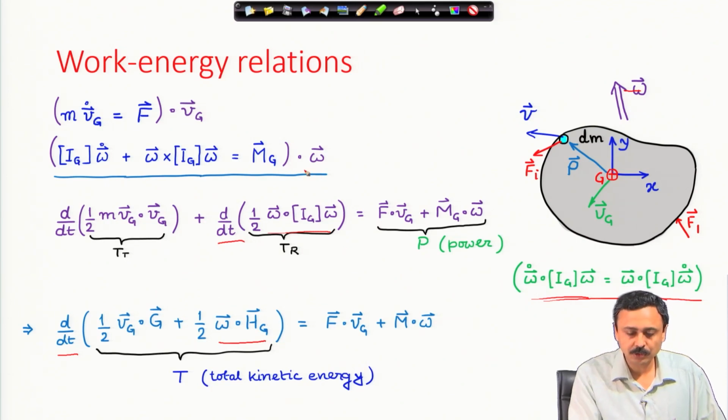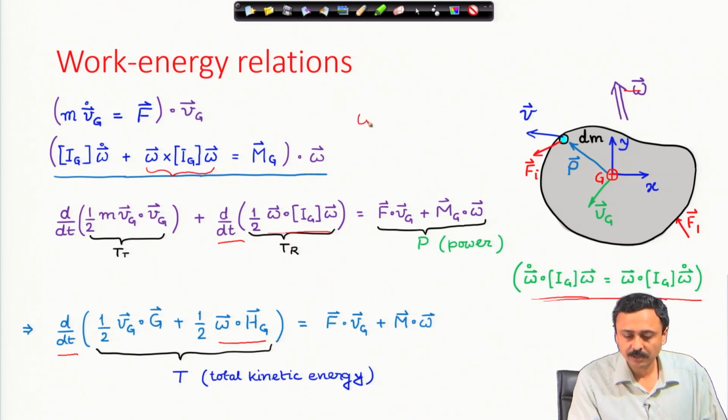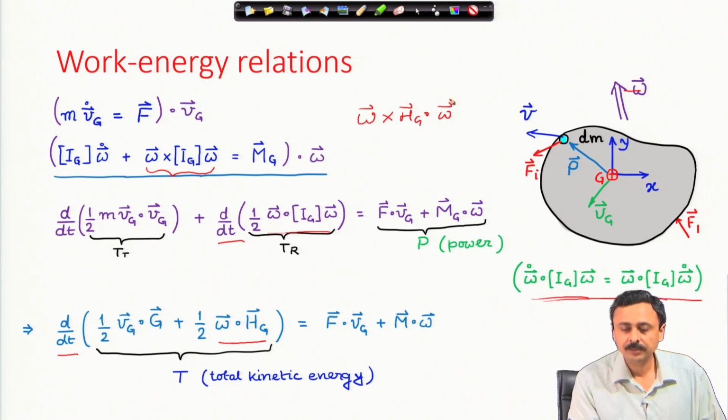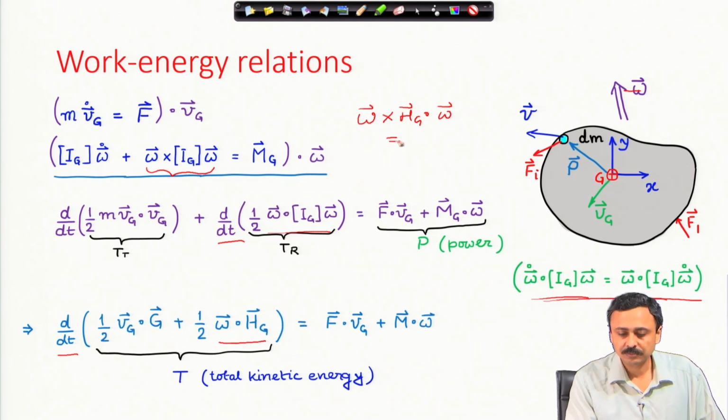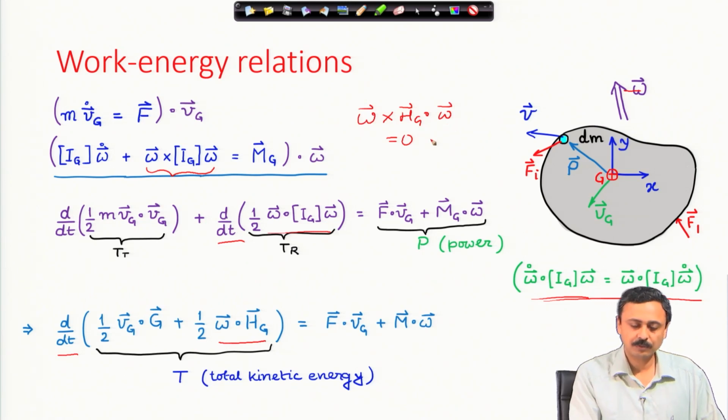One thing you should note is that this term, which is omega cross Hg dot omega, must be 0. Why? Because omega cross Hg must be perpendicular to both omega and Hg. What is important is that it is perpendicular to omega, and something perpendicular to omega dotted with omega must be 0, therefore that term drops out.